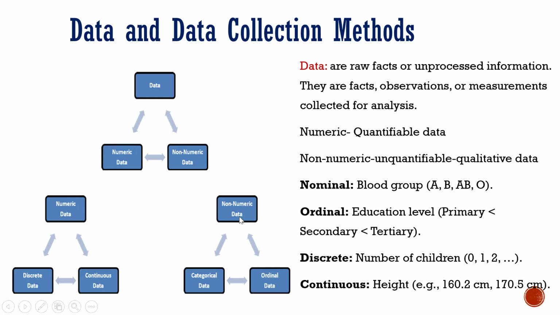Then when it comes to non-numeric data, we also have two different types: we have the categorical data, and we also have the ordinal data. So these are the different types of data, and then we're going to talk about the data collection methods.